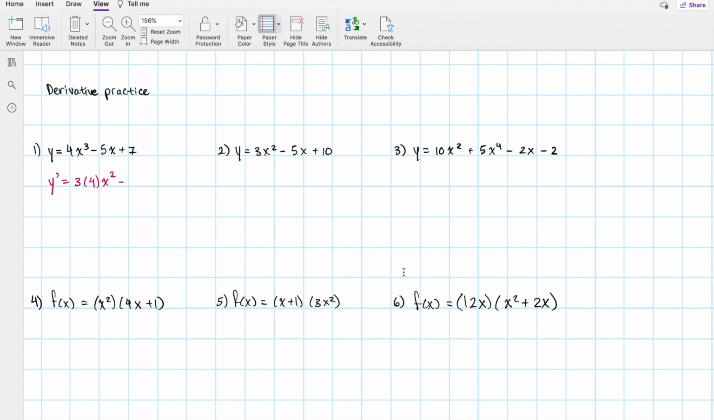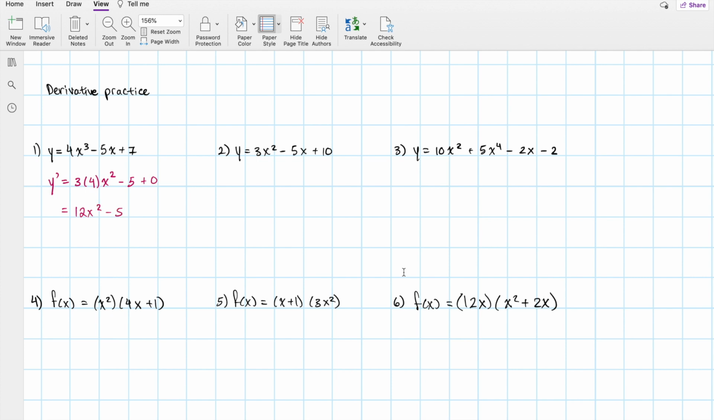which is 1 on the x, 5 times 1, which is just negative 5, and x prime, recall the derivative of x is always equal to 1, minus 5, and 7 is a constant, so it's just plus 0. Simplifying this is 12x squared minus 5.